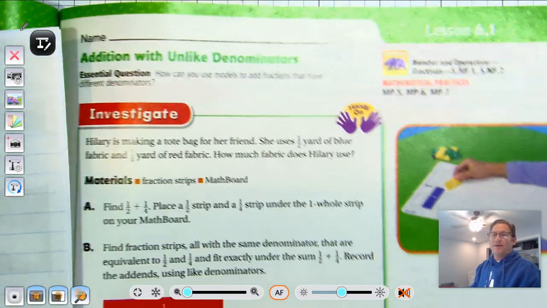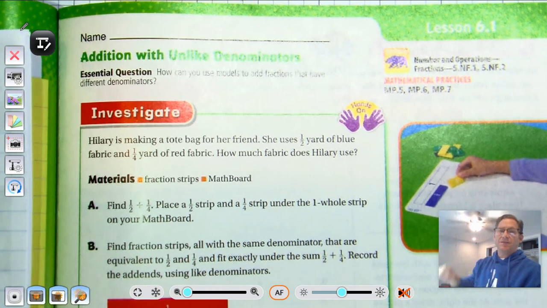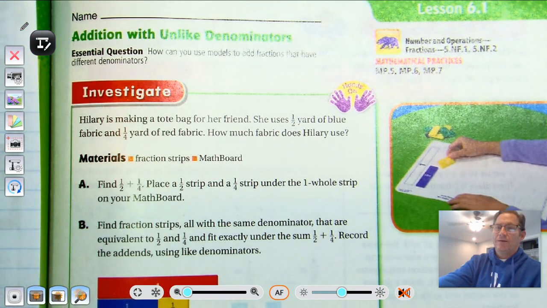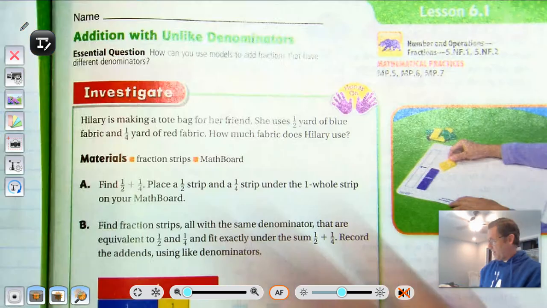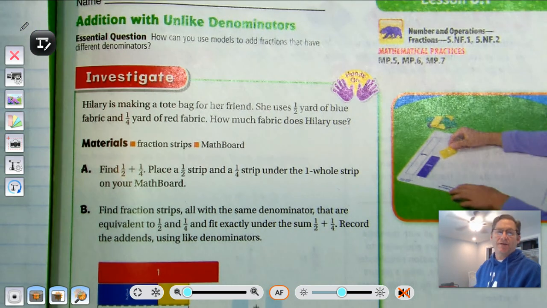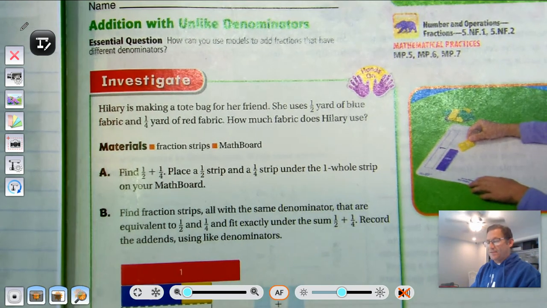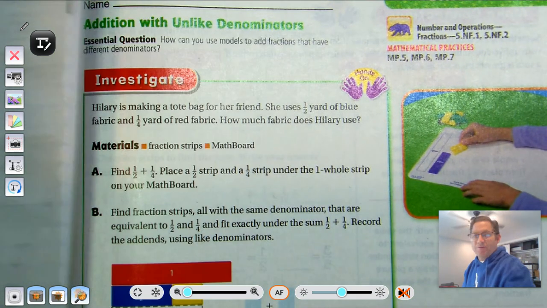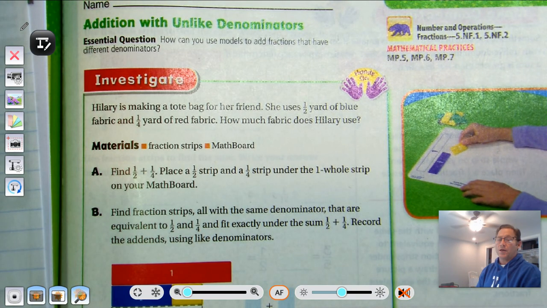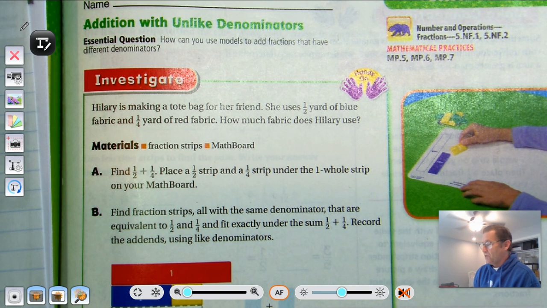Hello everybody. So today we're going to start our discussion of fractions, and we're on lesson 6.1, page 253 of the fifth grade Go Math textbook. By the end of this lesson, you should be able to answer the question, how can you use models to add fractions that have different denominators?